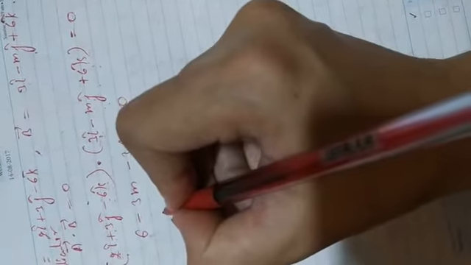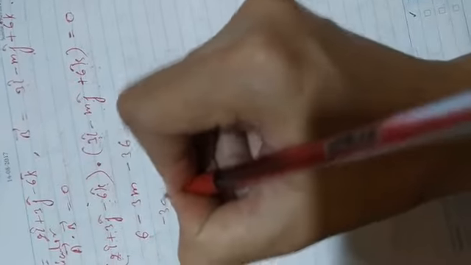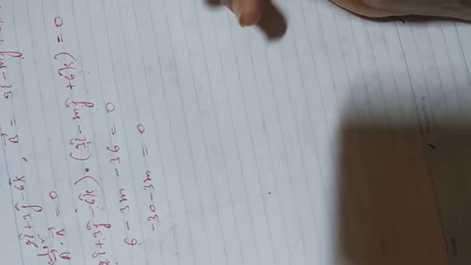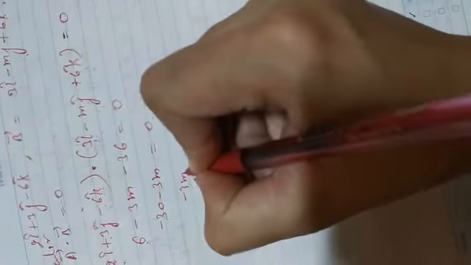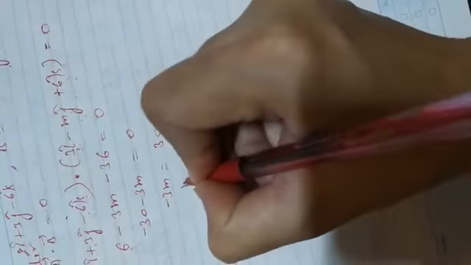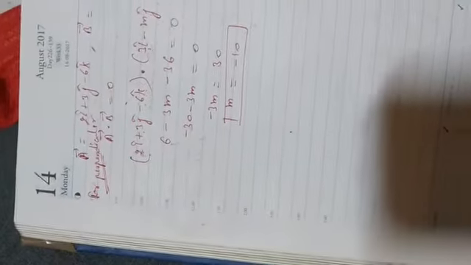There we can write minus 30 minus 3m equal to 0. Clear? Now from here we can write 3m equal to minus 30, then m equals minus 10. This is the value of m, that is minus 10. Clear now? Now you can do this question.